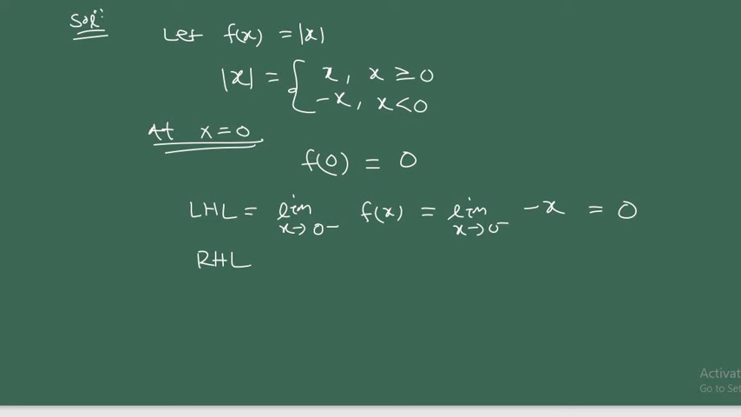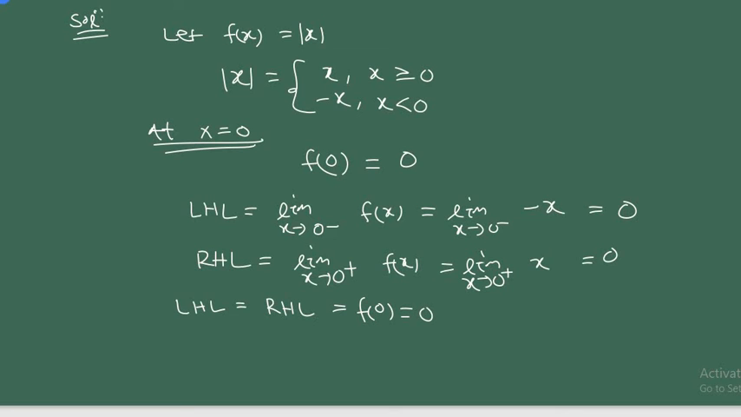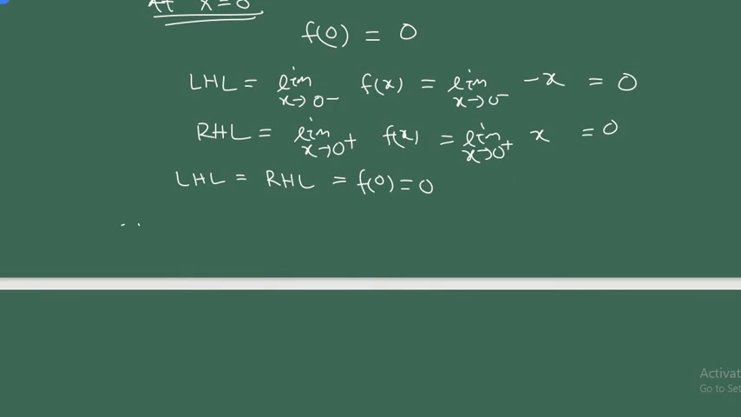Similarly, RHL is limit x tends to 0 plus f(x). This is equal to limit x tends to 0 plus, where x is greater than 0. So we consider the value of mod x as plus x. So here the value is 0. Now see here, LHL equal to RHL equal to the functional value. All are equal. So we can say f(x), that is mod x, is continuous at x equal to 0.